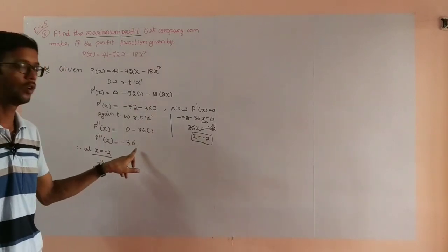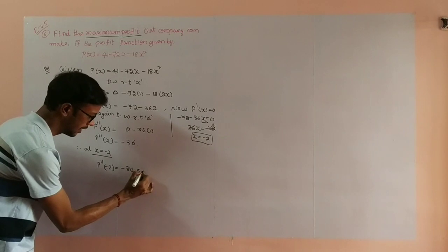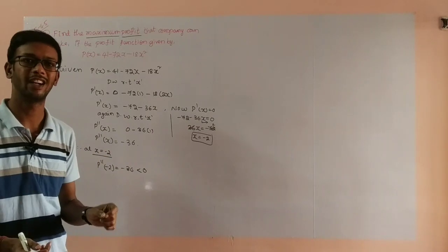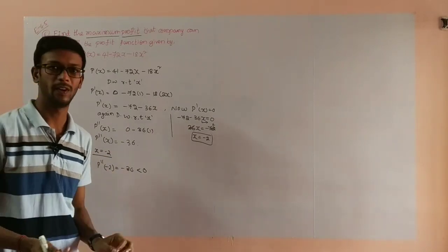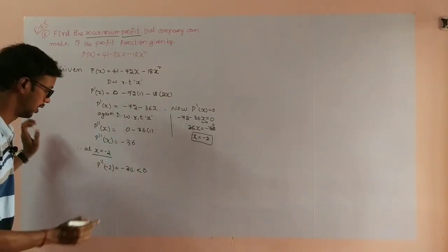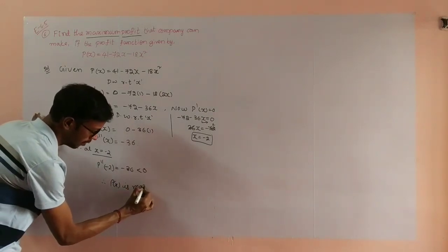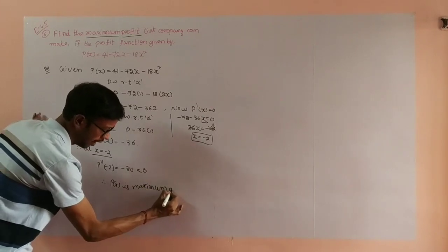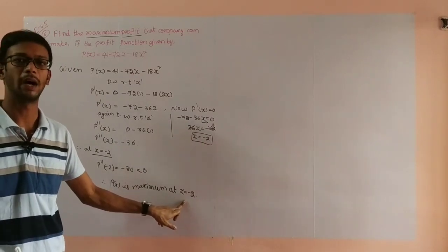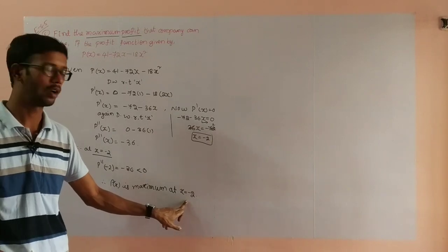Why? Because there is no change, because this is a constant function. A constant stays constant. We are getting less than 0. We know if the double derivative is greater than 0, that is a minimum value. Less than 0, it is a maximum value. Therefore P of x is maximum at x equal to minus 2. Otherwise, the point of maximum is x equal to minus 2.